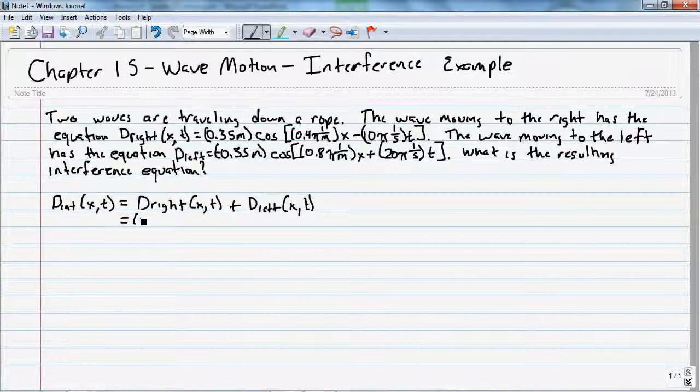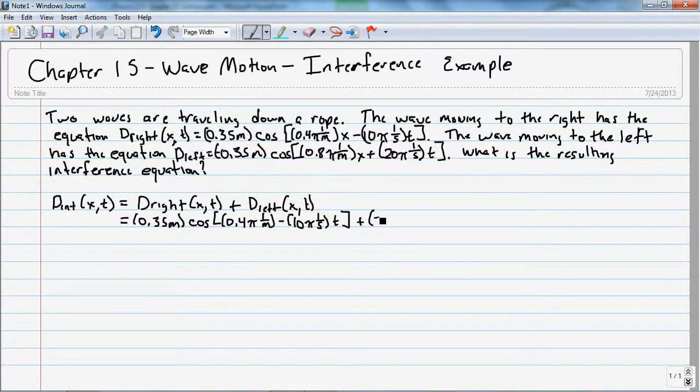So that's equal to 0.35 meters cosine of 0.4 pi per meter times x minus 10 pi per second times t, plus a negative 0.35 meters cosine of 0.8 pi over 1 meter times x plus 20 pi 1 over s times t.